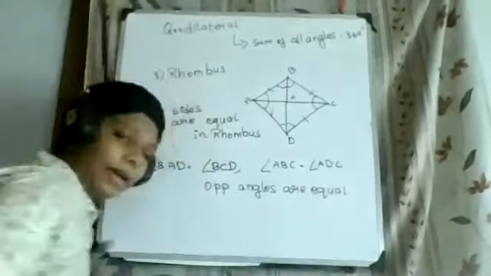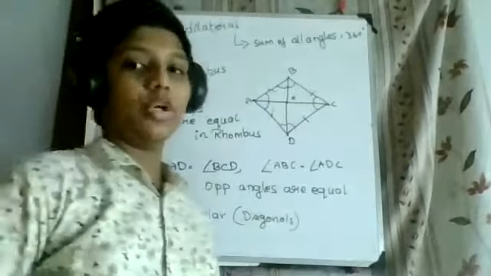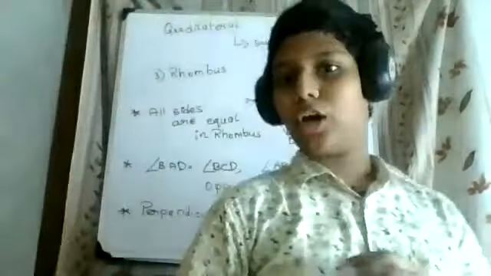Next, diagonals. There is only one property in diagonals. Diagonals bisect each other. That's it. Diagonals bisect perpendicularly. Diagonals are perpendicular. That's it. Diagonals bisect perpendicularly, but they are not equal. OA and OC are not at all equal.